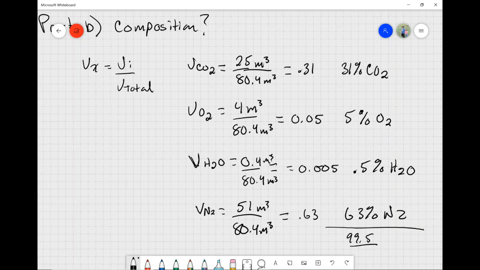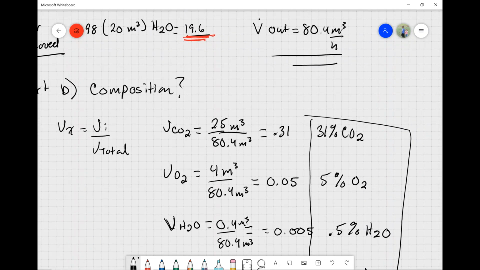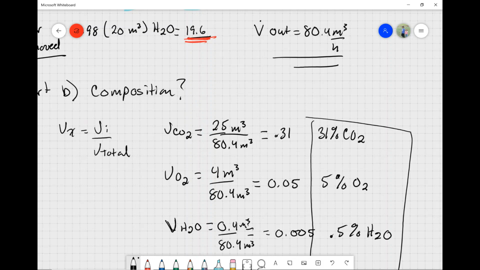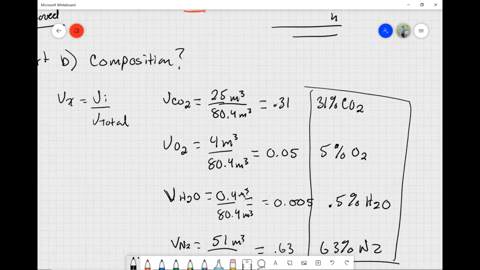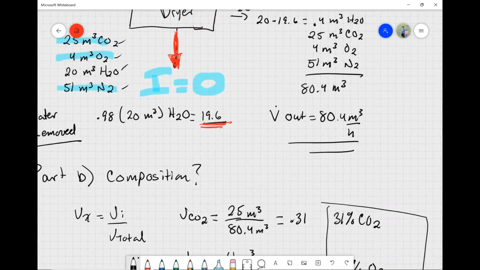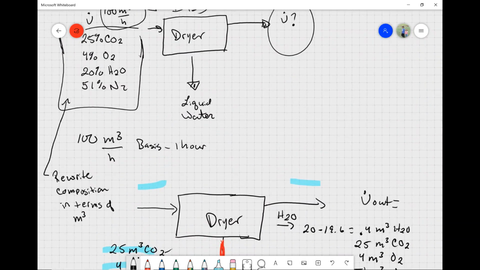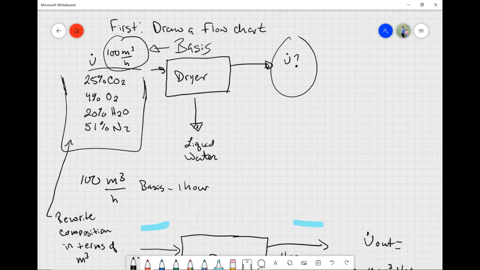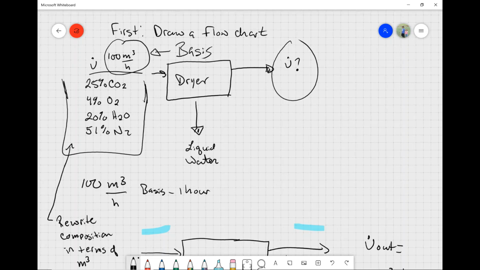And yeah, a little bit of rounding, but this is pretty much the composition. Okay, I may have made a little rounding error, but this is how you do it. Pay attention to the technique. I've been a little off on some of these answers by a few tenths of a number, but really order of magnitude is the big one there. And so we've answered the question. We figured out the output volumetric flow rate, and we figured out the composition.